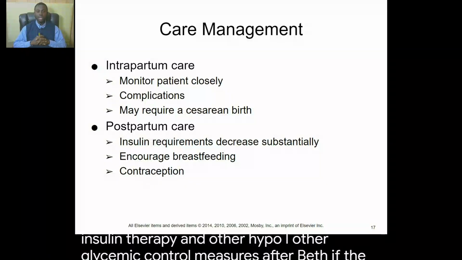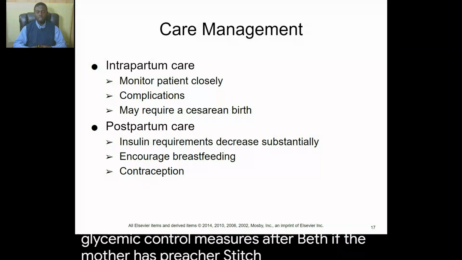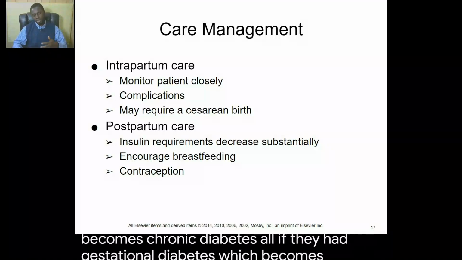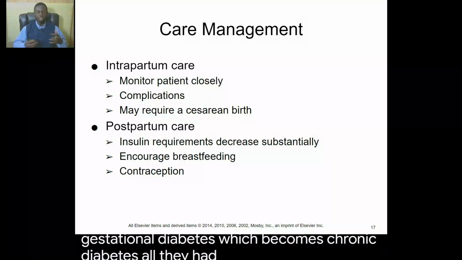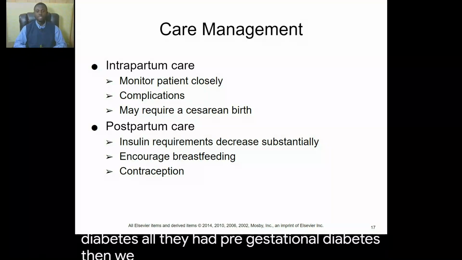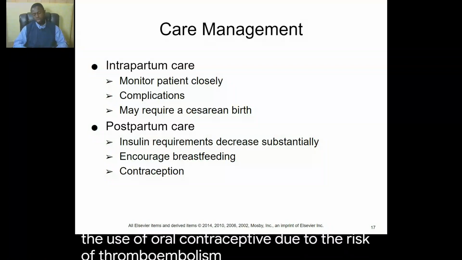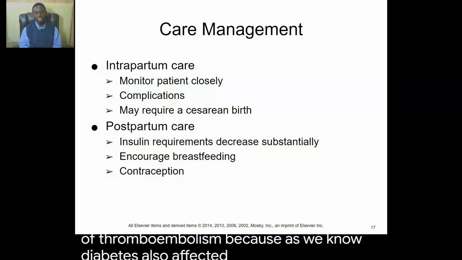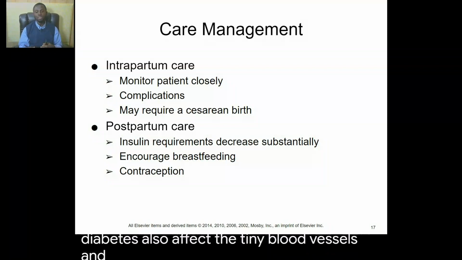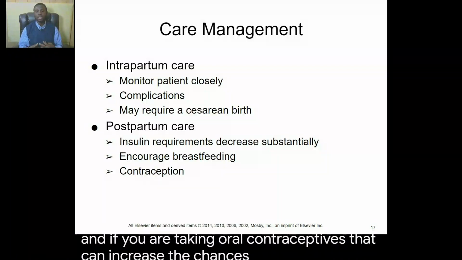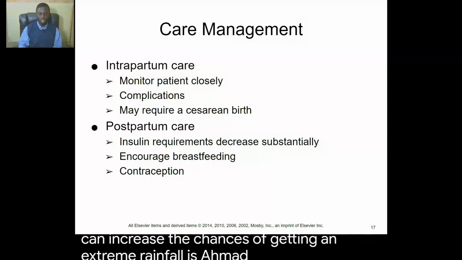If the mother has pregestational diabetes, or if they had gestational diabetes which becomes chronic diabetes, then we should ask them to be careful with the use of oral contraceptives due to the risk of thromboembolism, because as we know, diabetes also affects the tiny blood vessels, and if you are taking oral contraceptives, that can increase the chances of getting a thromboembolism or DVTs.